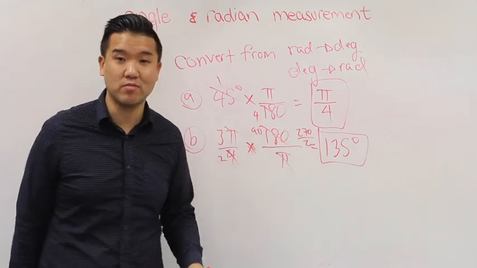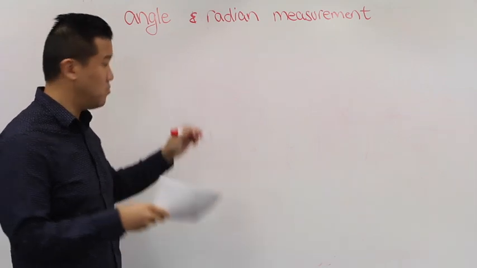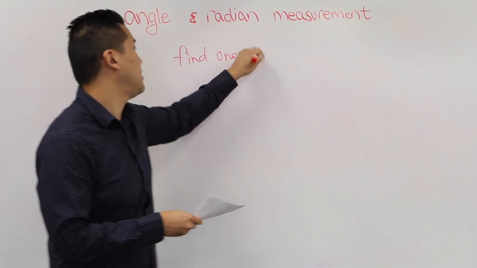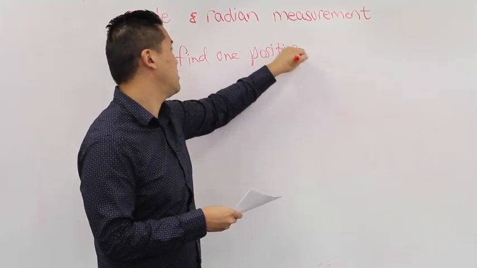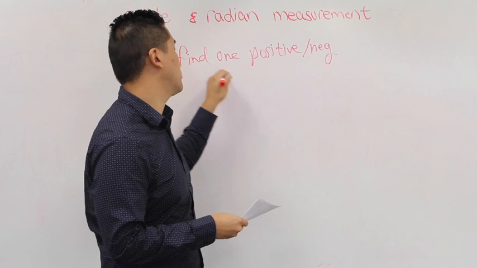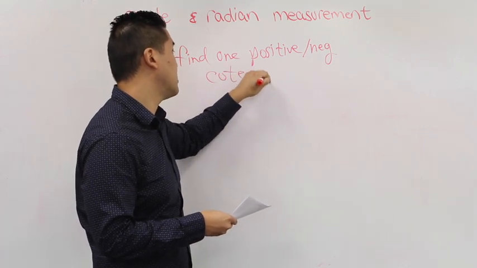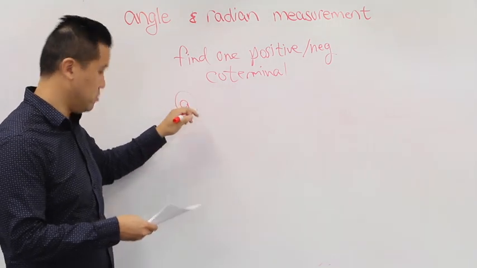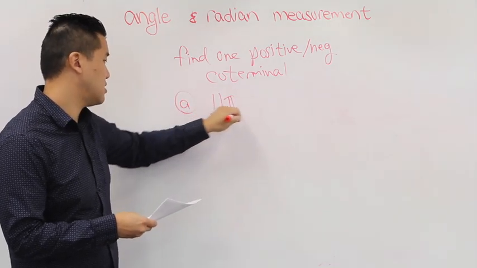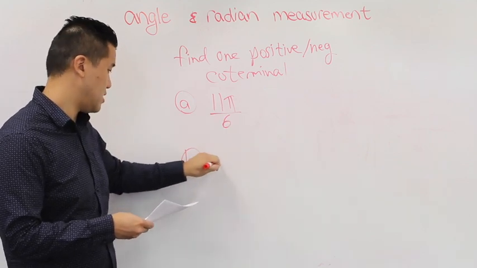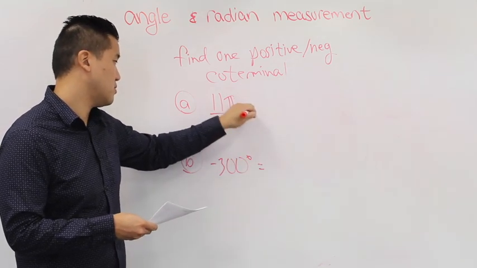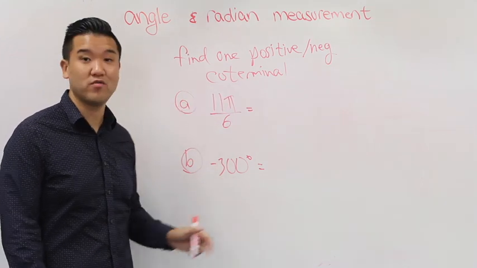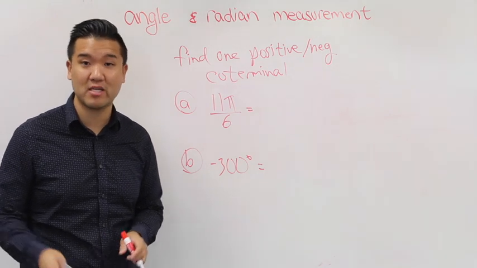All right, let's try an advanced problem. All right, our last problem, our advanced. I want you to find one positive and then negative coterminal. Remember, coterminal where it ends. So what do we add and subtract here? That's your hint. Here is your problem. So 11 pi over 6, and then you have negative 300 degrees. So remember, keep it as radians for A, keep it as degrees for B. And about a minute for this one. Try your best. Go.